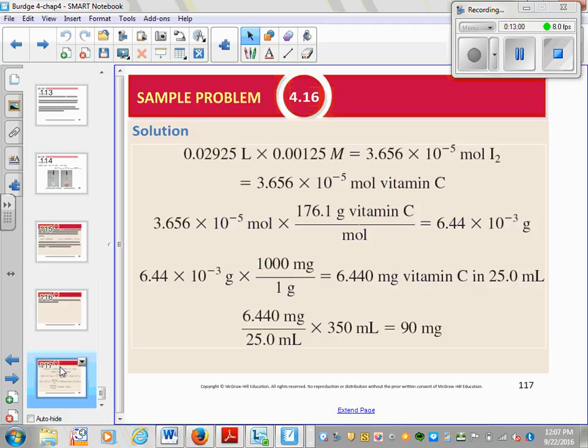0.00125 times 29.25 divided by 25, 1.46 times 10 to the minus 3. How do we do that? Did I make a mistake somewhere? It should come out to be the same number. Oh, that's the molarity. 0.001462 molar, which is moles per liter.